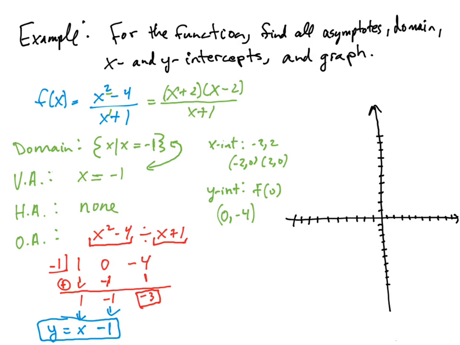And putting everything together, we have a vertical asymptote of x is equal to -1. So there is our vertical asymptote. There's no horizontal asymptote, but the slant asymptote is y equals x minus 1. So that's telling us we have a slope of 1 and we're crossing at y equals -1. So our slant asymptote is going to look something like this. We have a y-intercept of 0, -4, so that's somewhere down here. And then we have x-intercepts at 2, 0, and -2, 0.